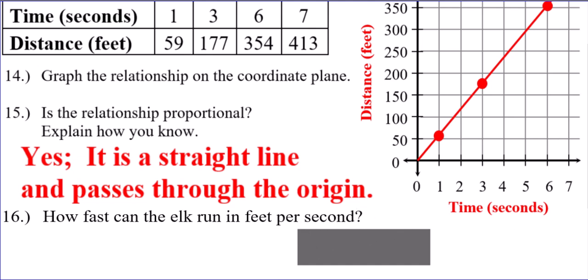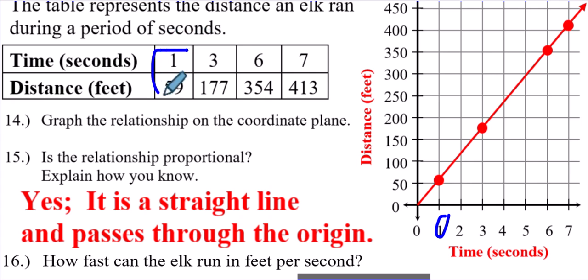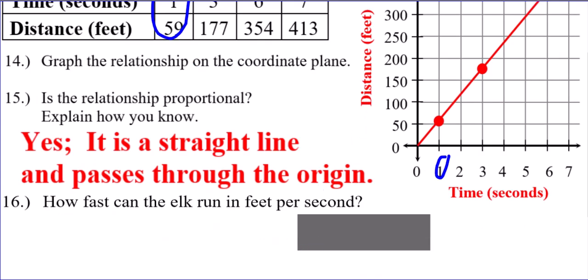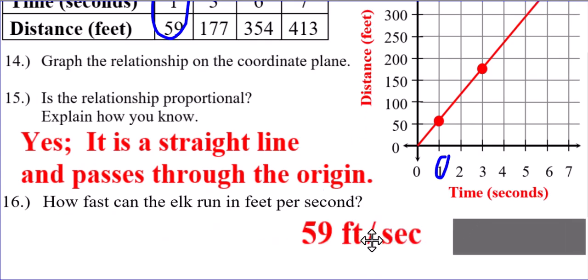That's just asking for the unit rate, which is where X is 1. Do I have to guess? Oh wait, I don't have to guess what that is. It's right here. Oh, thank goodness. Easy. Boom. 59 feet per second, and you're done.